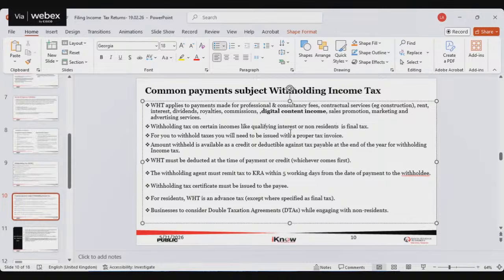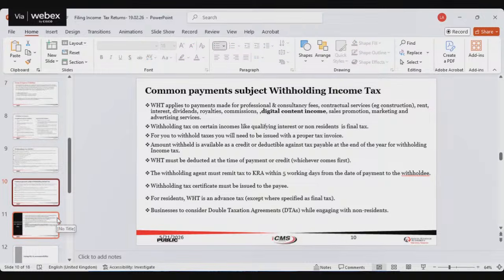And how do you know? How do you determine what is qualifying and what is not qualifying? The simplest way of knowing that is the person receiving. So if the person receiving the interest income is an individual, then we'll know that is a qualifying interest, and whatever has been withheld will be final. But if the person receiving is an entity, for example, if you are a CBO or a self-help group and you are receiving interest income, then remember whatever you have received as interest income will not be final. Your organization will still be expected to declare the gross interest income, claim the expenses that relate to that interest, and claim whatever has been withheld as a tax credit to be able to determine whether you have something payable or not payable.